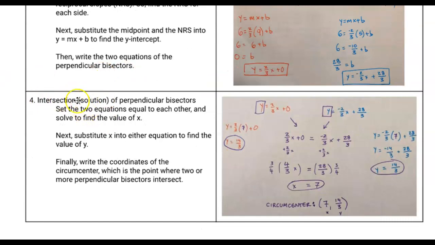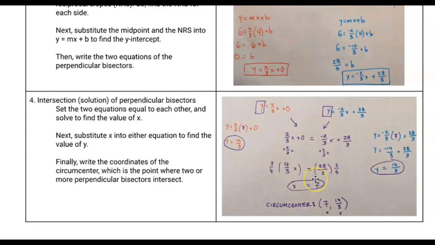As it says here, we're going to find the intersection or solution of these two perpendicular bisectors by setting the two equations equal to each other, which is what we've done here, and then solving to find the value of x. Pretty straightforward once you know your algebra, we get x is equal to 7. That's not going to give us all of the information. It's just going to give us the x value of the circumcenter. In other words, the x value of the solution to the system of equations.